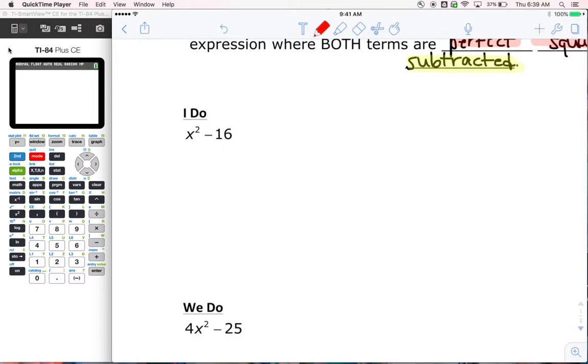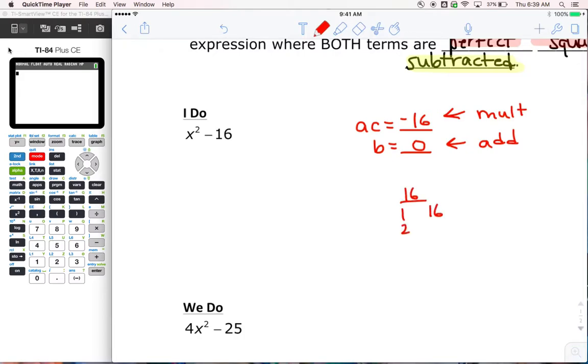So what we're going to write over here is, okay, well, a times c is still just 1 times negative 16, so negative 16. B, since it's missing, we're going to say is 0. So we've got to find two numbers that multiply to negative 16 but add up to 0. That does seem like maybe it's a hard combination, but make your list really quickly and you'll see that it's really simple. We've got 1 times 16, 2 times 8, 3 doesn't work, or 4 times 4. So it's got to be 4 times 4.